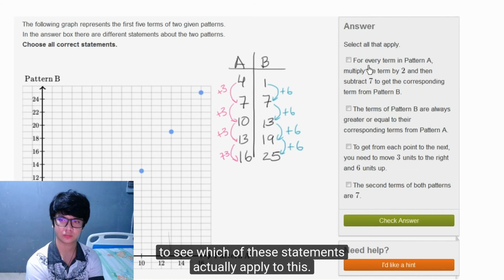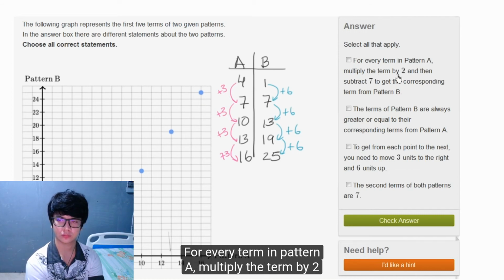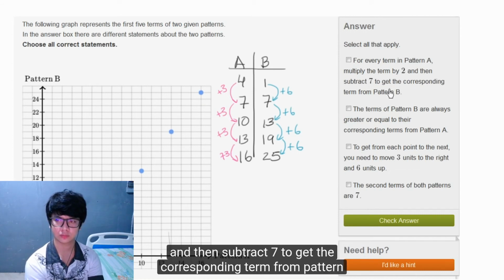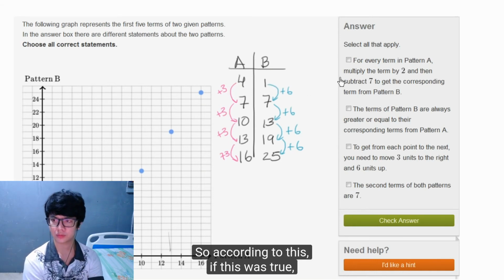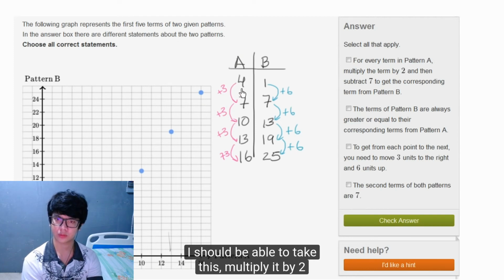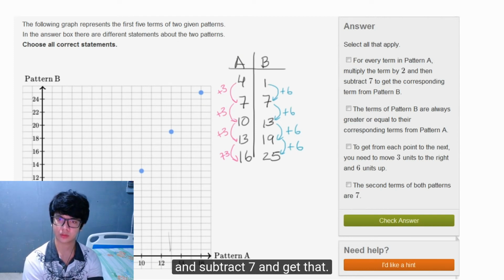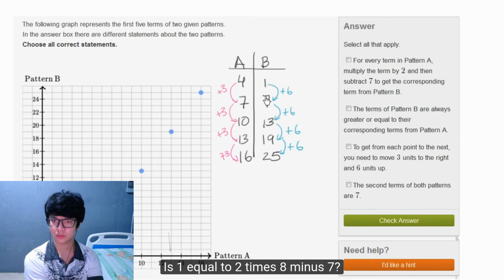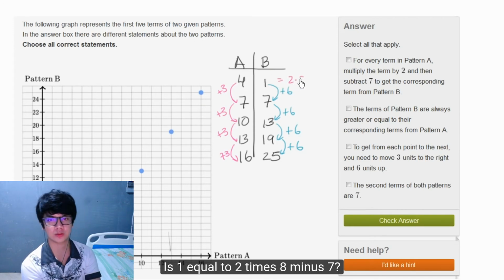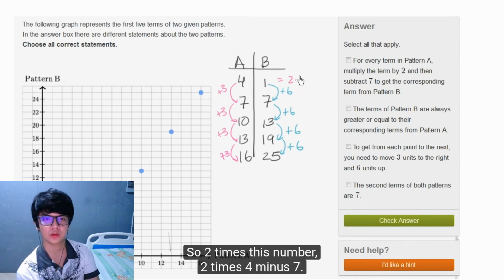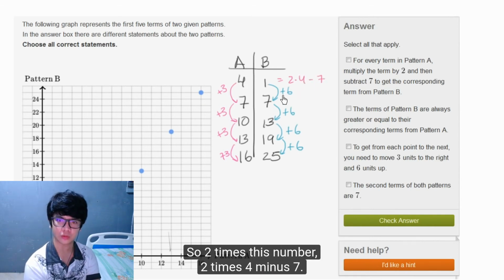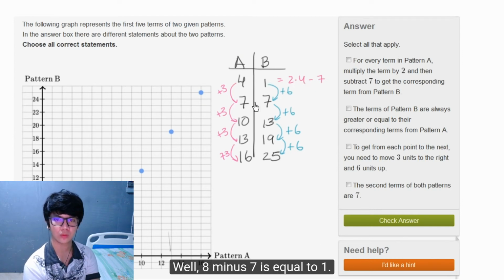Now let's think about what we have over here to see which of these statements actually apply. For every term in pattern A, multiply the term by 2 and then subtract 7 to get the corresponding term from pattern B. So let's see if that holds up. According to this, if this was true, I should be able to take this, multiply by 2, and subtract 7 and get that. So let's see. Is 1 equal to 2 times 4 minus 7? Well, 8 minus 7 is equal to 1.